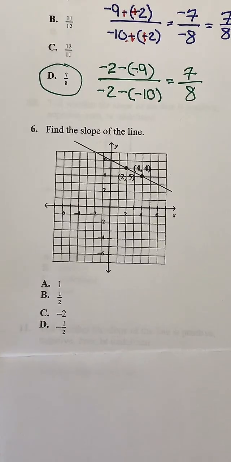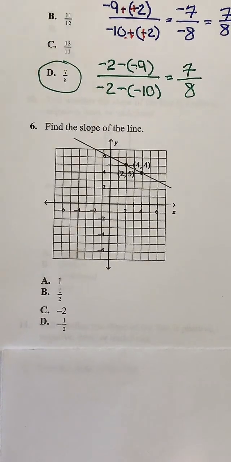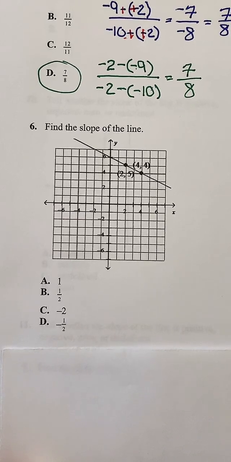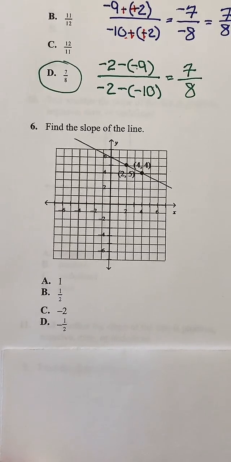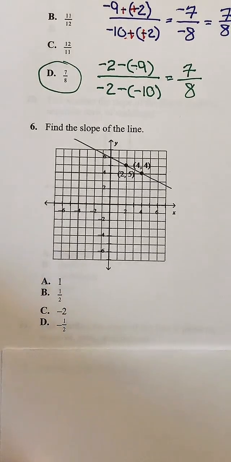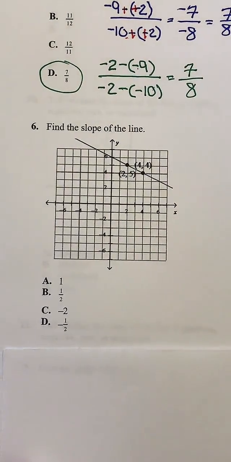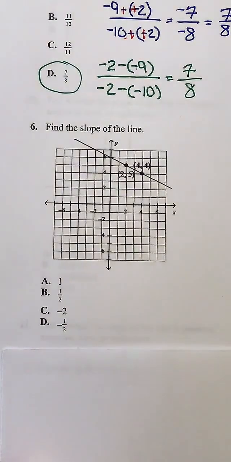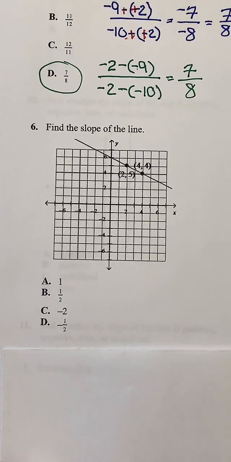So now we're looking at slope graphically. Okay? Just by looking at the line itself. Which answer choices should I eliminate? Okay, just looking at the line itself. What answer choices should I eliminate?